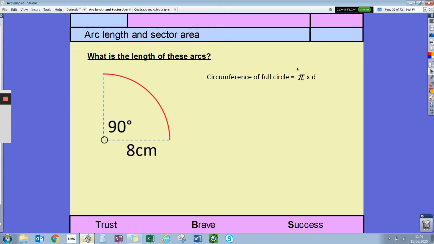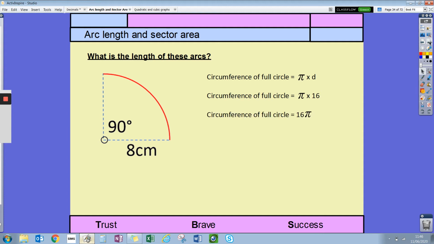Then a second example: circumference of the full circle. If you have the full circle there, pi times diameter, all the way across, would be 2 lots of 8, so pi times 16, or 16 pi. Again, I haven't quite finished with it, so I'm going to keep it like this to keep the exactness. And then because it's a quarter of the circle, I'm going to do a quarter of the circumference of the full circle. Put that in my calculator, and I get 12.6 centimetres to 1 decimal place.